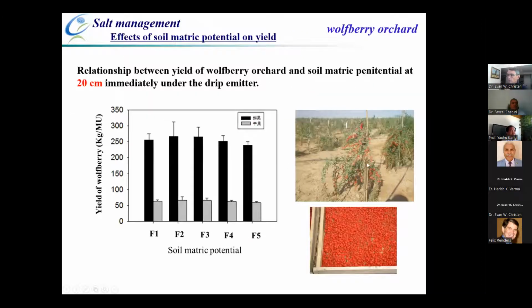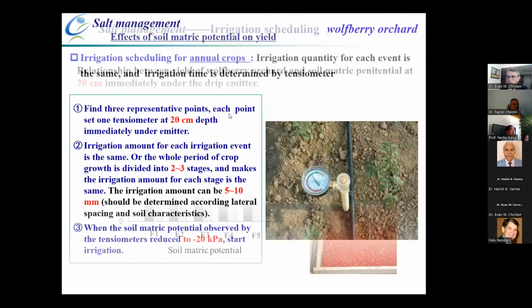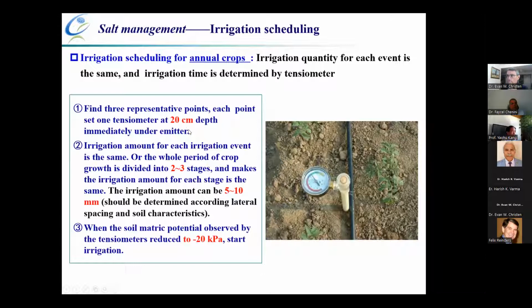Yeah, this is the Wolfberry yield. Also, minus 20 kilopascal is the highest. So based on this study, we developed the irrigation scheduling method for salt management.